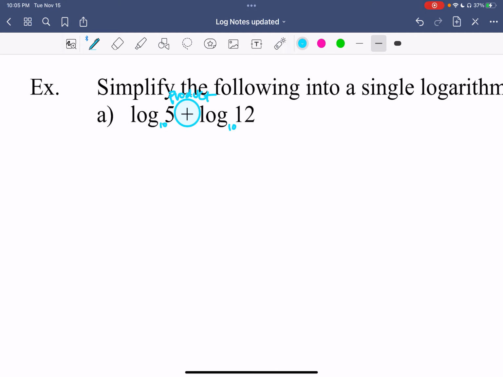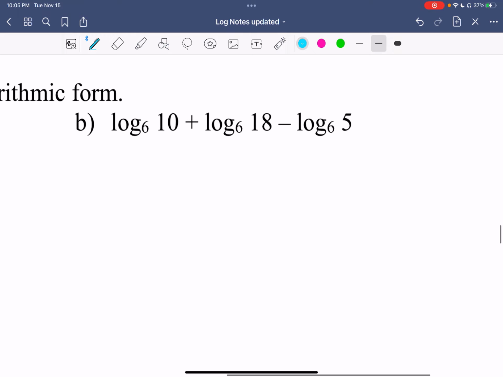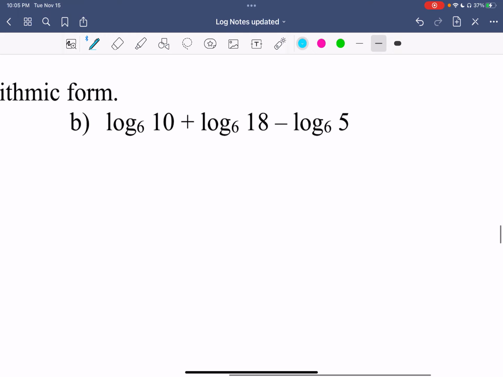So what you're going to do is keep the log with the same base. We don't have to write the base of 10 because we already know it's base 10. And you're going to multiply the arguments. So 5 times 12, you can put that in your calculator to reduce it. 5 times 12 is 60. So your final answer will be log of 60, and that's all you have to do. So if two logs are being added, you multiply the arguments, only if they have the same base. Let's try another one. Remember, you're working from left to right.